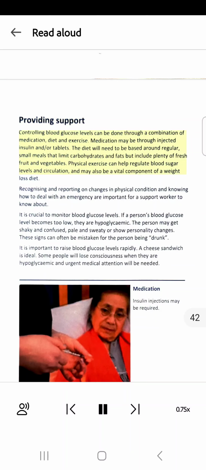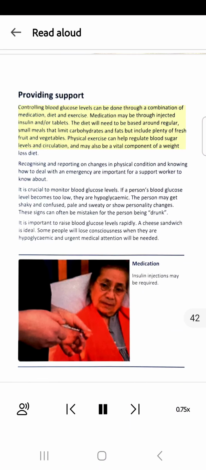Providing support. Controlling blood glucose levels can be done through a combination of medication, diet and exercise. Medication may be through injected insulin and/or tablets. The diet will need to be based around regular, small meals that limit carbohydrates and fats but include plenty of fresh fruit and vegetables. Physical exercise can help regulate blood sugar levels and circulation, and may also be a vital component of a weight loss diet.